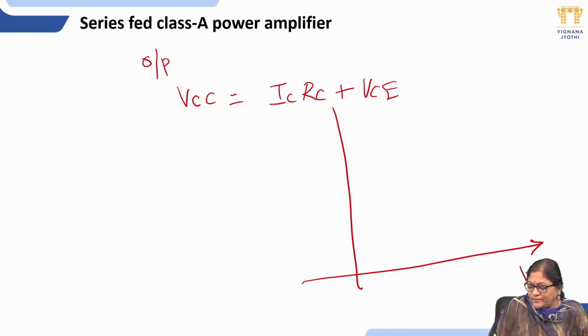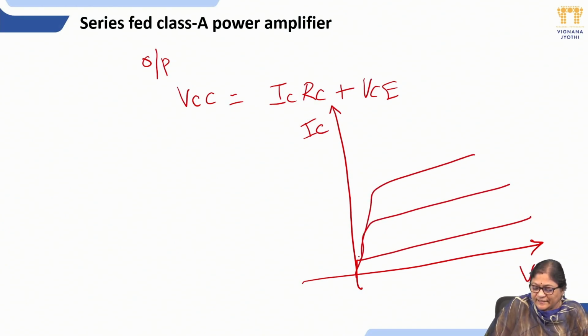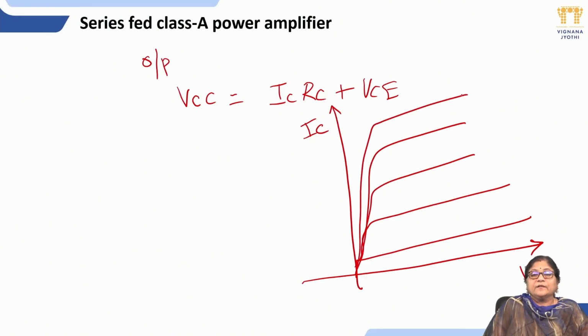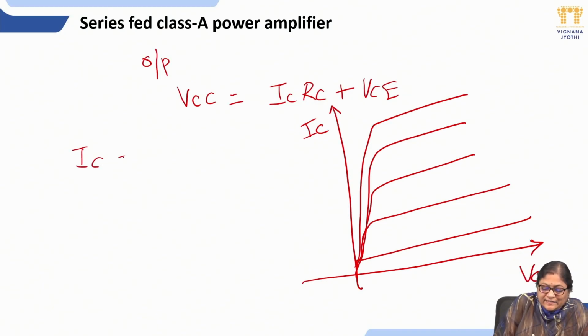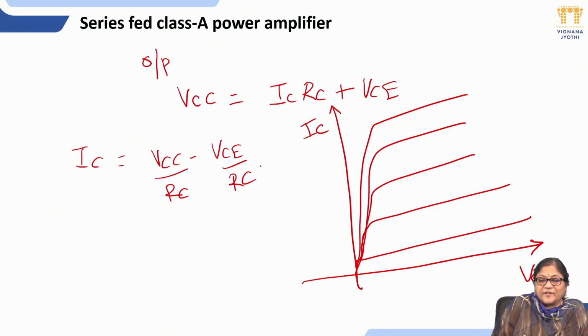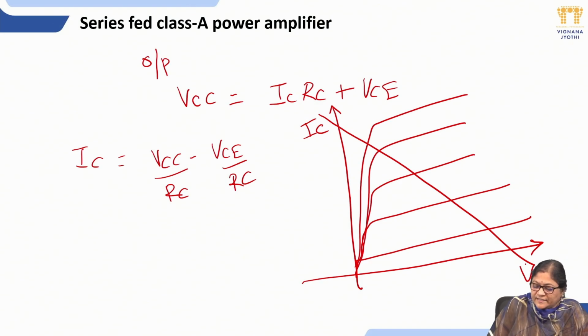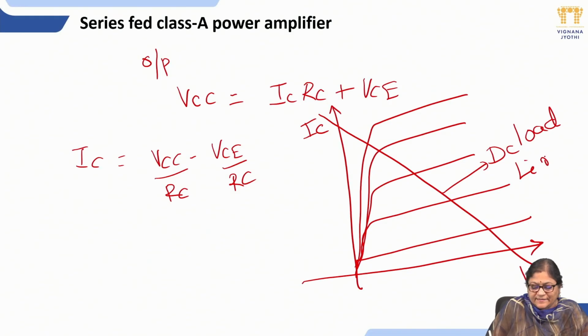I am drawing once again VCE versus IC, which is the output characteristics of a transistor. It goes like this. So now we have to note what is the active region, what is the saturation region, and what is the cutoff region. From this equation I am writing IC is equal to VCC minus VCE divided by RC. So this is the equation of a line, okay, and this is the DC load line, because we are considering only the DC conditions.